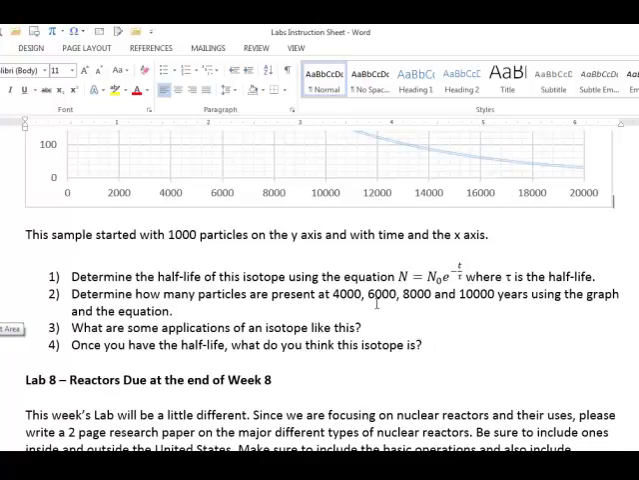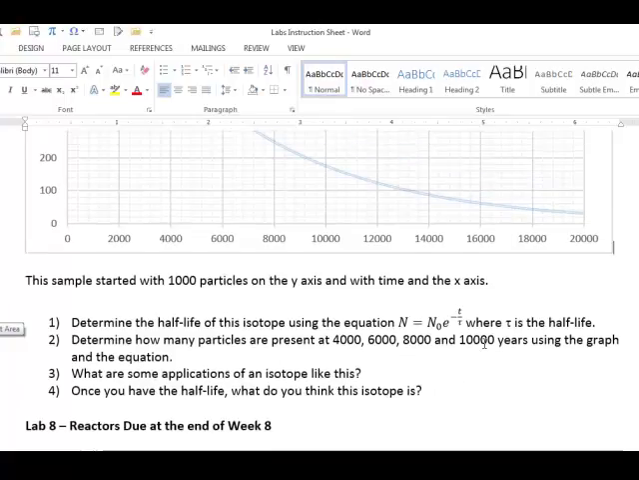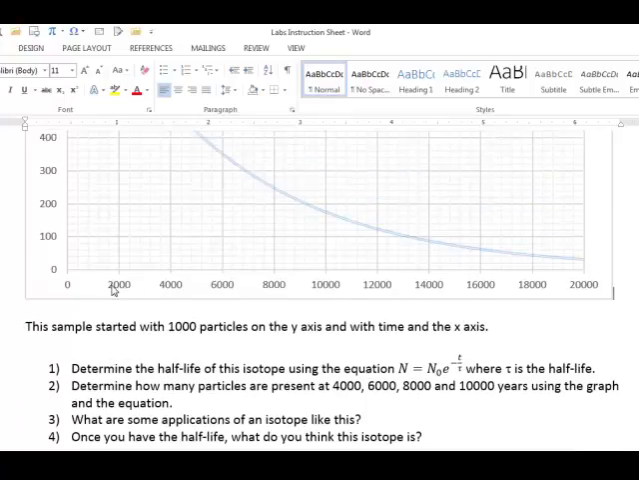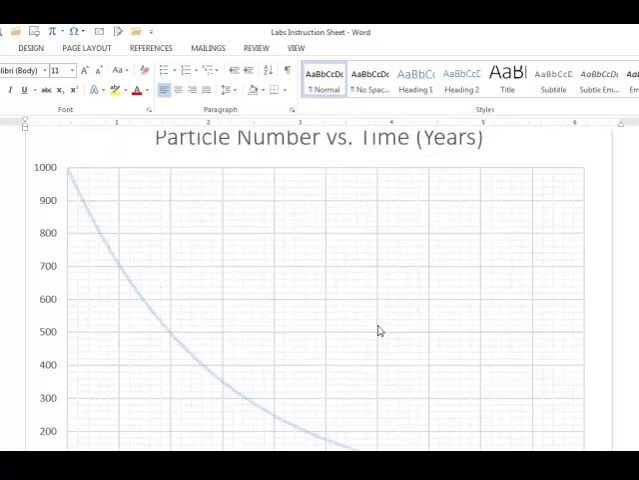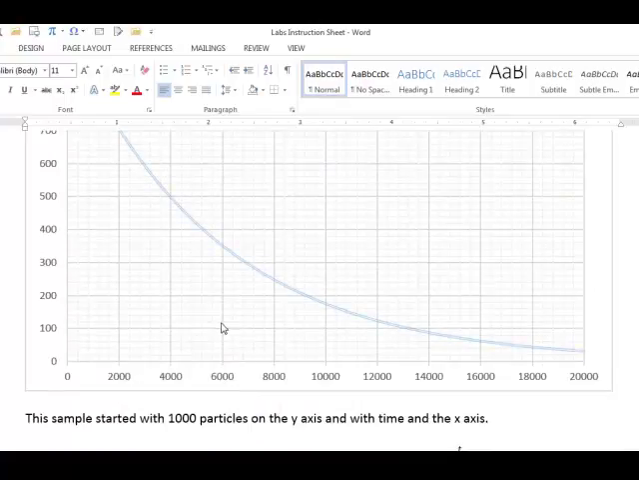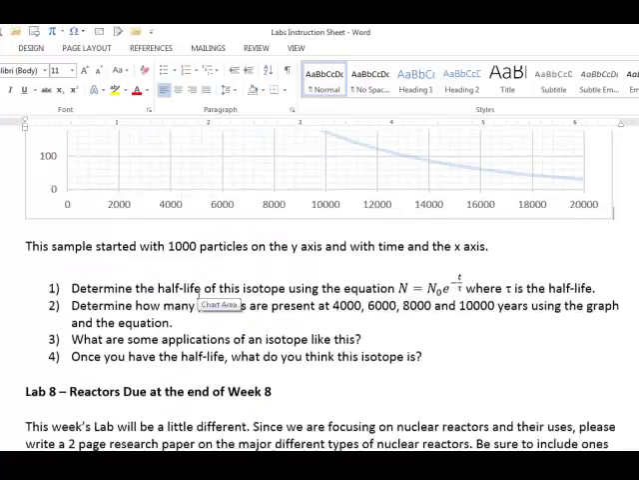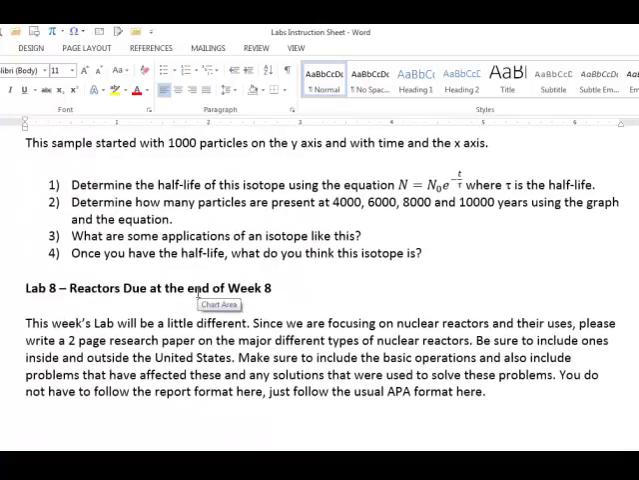Determine how many particles are present at 4,000, 6,000, 8,000, and 10,000 years using the graph. Remember the graph here, it's time in years on the x-axis, number of particles on the y. So you should be able to interpret this, and it is going to be a little difficult at times. That's why I chose some of those, so it's not something straightforward.